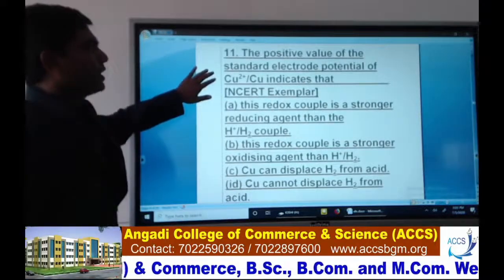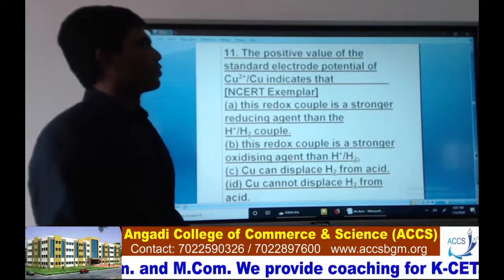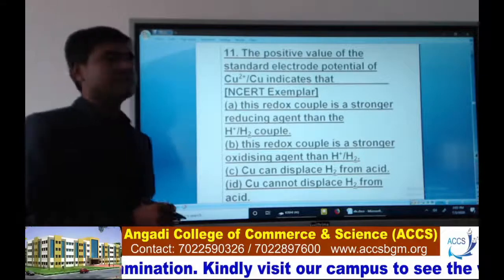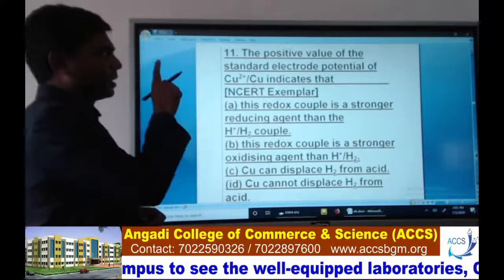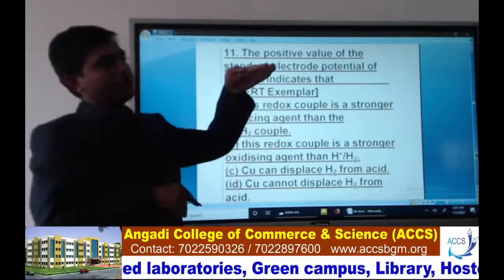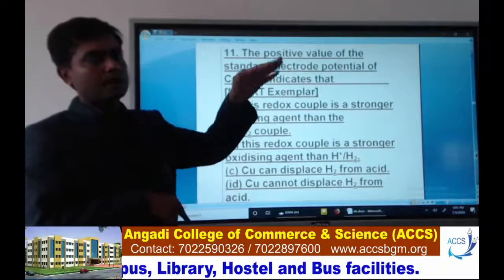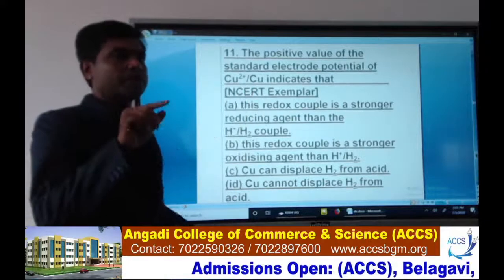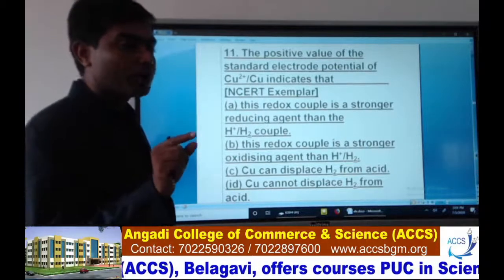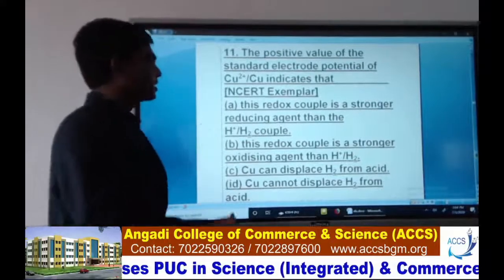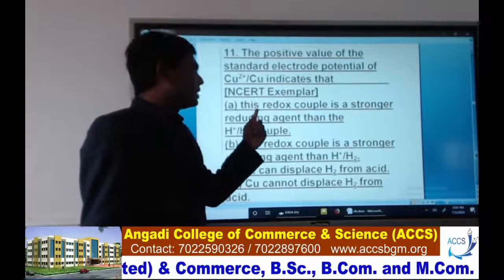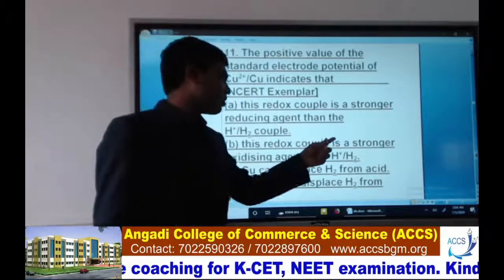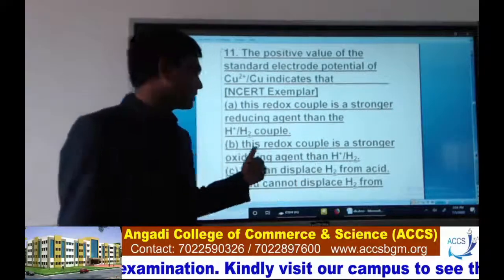The positive value of the standard electrode potential of Cu2 plus by Cu indicates that. What is the meaning of this question? Positive value. I already told, in the electrochemical series the positive values are above. Copper is having how much value? Plus 0.34 electron volt. What is the conclusion from that? This redox couple is a stronger reducing agent. This redox couple is a stronger oxidizing agent.